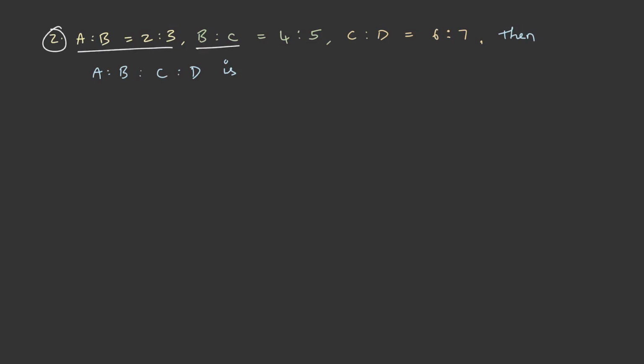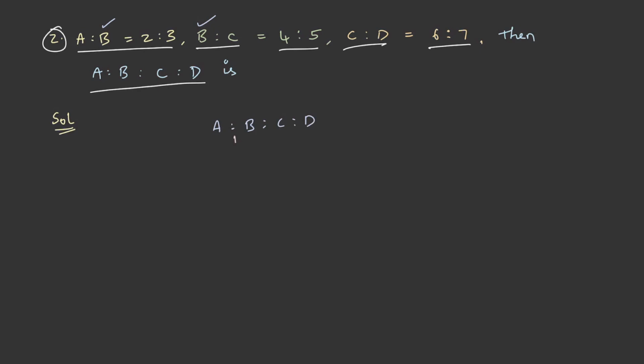Now in the second question, it is given that a is to b is equal to 2:3, b is to c is given as 4:5 and c is to d is given as 6:7. He is asking us to find out the value of a is to b is to c is to d. There are a couple of ways to solve these questions. One is by equating the ratios, which is pretty lengthy, but in this question, let's try to keep it as simple as possible. A is to b is to c is to d is what we have to find out.